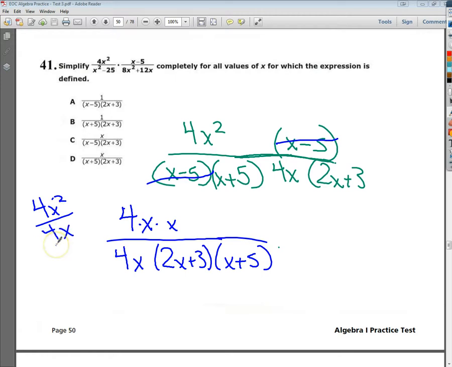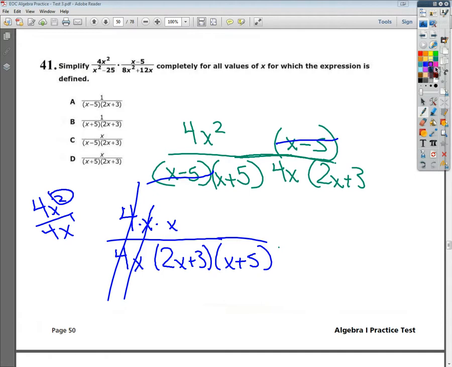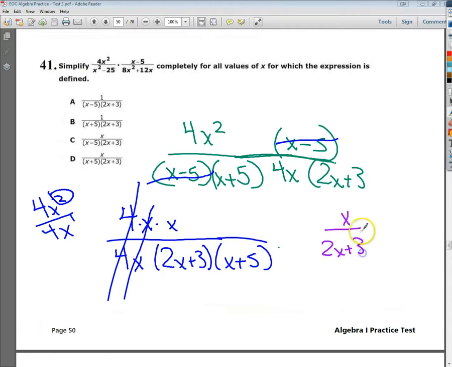4 divided by 4 is 1, so these actually cancel out. And x squared, if you want to do the 2 is bigger than the 1 on the bottom, so you do 2 minus 1, because when you're dividing the numbers, you take the exponents and do one less operation, which is subtraction, whatever. Anyway, there's an x on the top and the bottom, and they cancel. So I'm left with a final answer of x over 2x plus 3 times x plus 5.